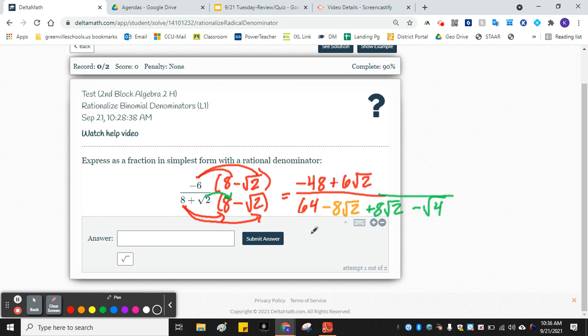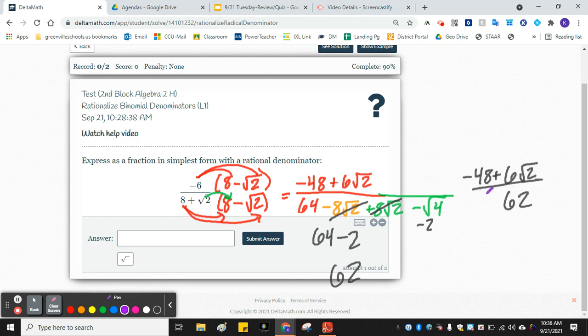And why we're multiplying by the conjugate is because everything will cancel out on the bottom, and I will get rid of my radical. The square root of 4 is 2, so that's just minus 2. So on the bottom, I get 62. So I get negative 48 plus 6 square root 2 over 62.